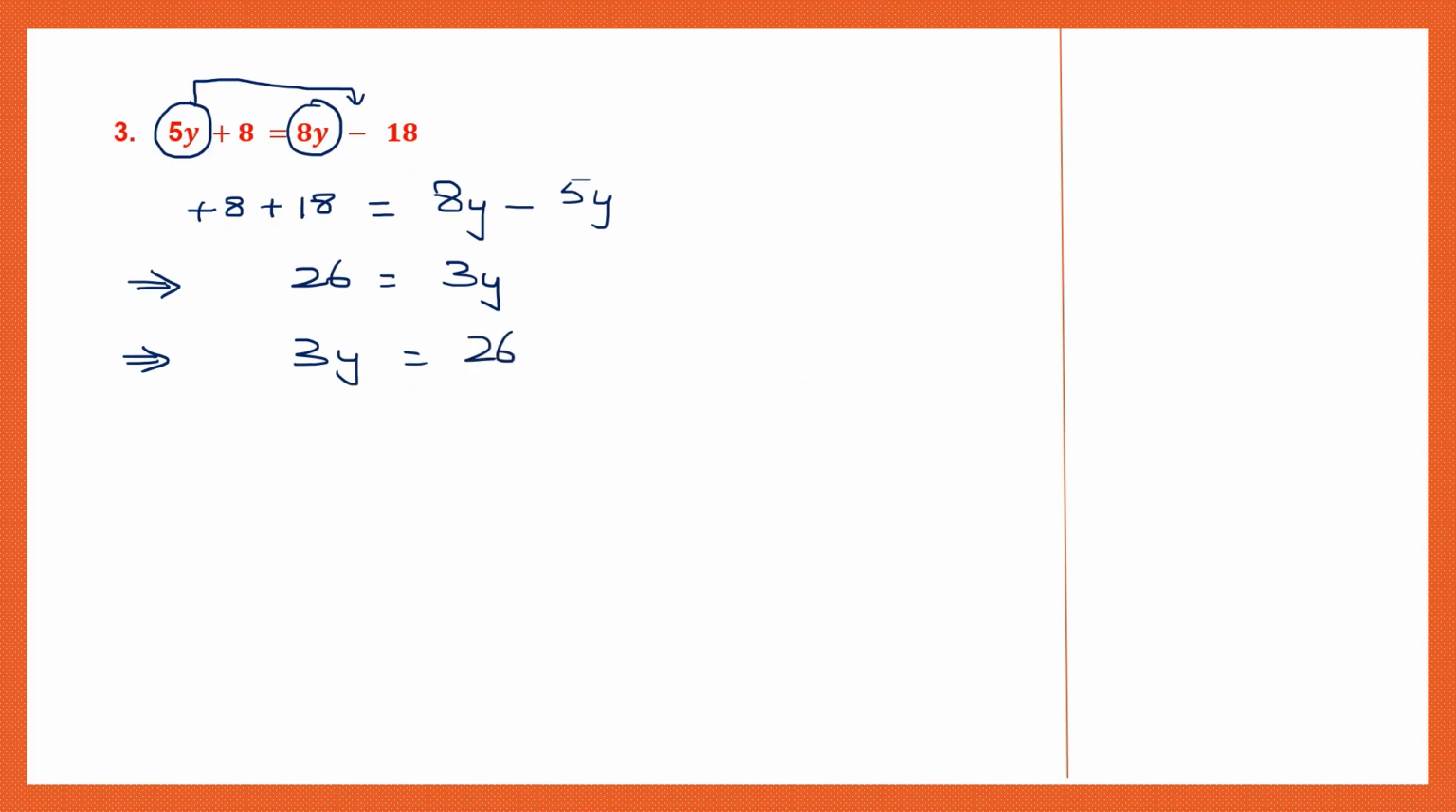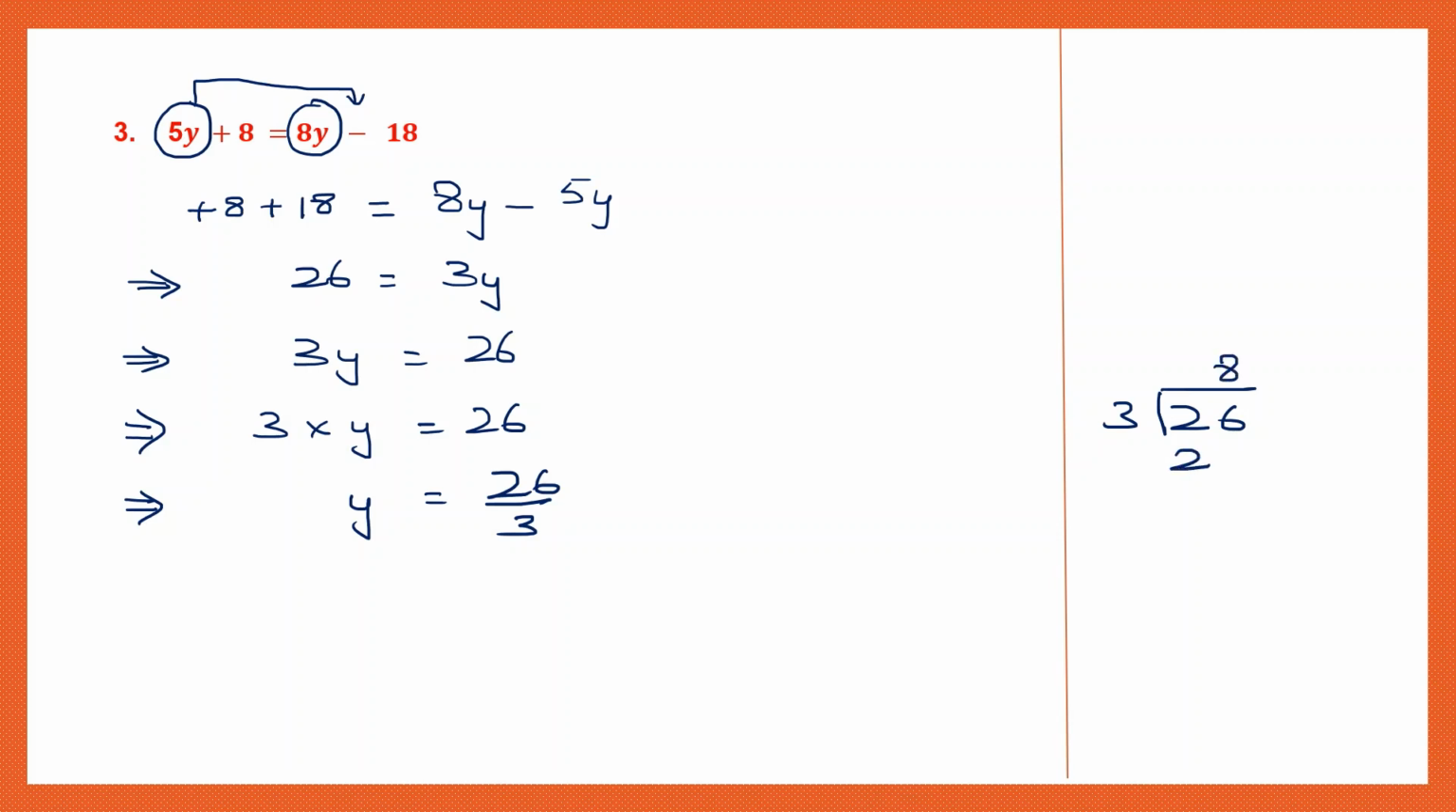Now I can move my left hand side to the right and the right hand side to the left. It doesn't make a difference, it's still the same. So 3y is equal to 26. That means 3 into y is 26. So now let's solve for y. y is equal to 26 divided by 3. Let's do that division. 26 divided by 3. 3 8s are 24, minus, I have 2.